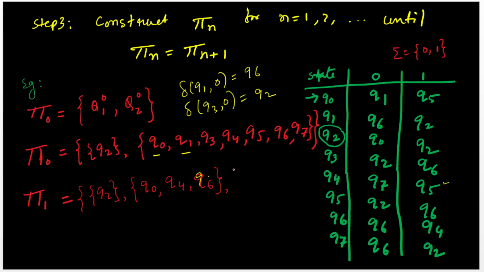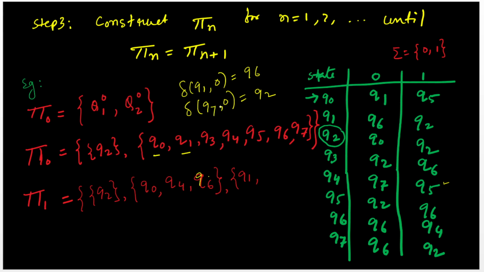Now we check Q5. By taking Q5, obviously the same problem occurs. Q5 with 0 gives Q2. Q6 is in the same equivalence class, but Q2 is in another. So Q5 also does not go into the same subset with Q1. Now we check Q7.